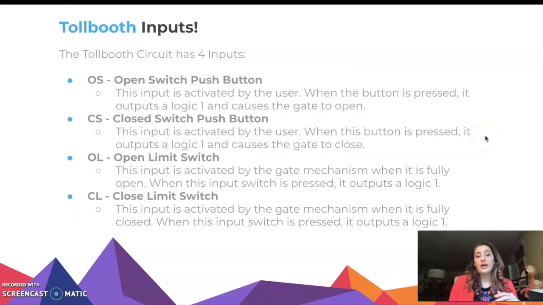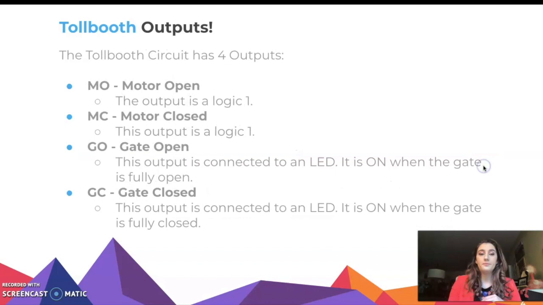So our toll booth circuit has four different inputs. We have an open switch push button labeled OS, a closed switch push button labeled CS, an open limit switch OL, and a closed limit switch CL. Each of these has a different activation and outputs a different logic, and that's all listed on this slide.